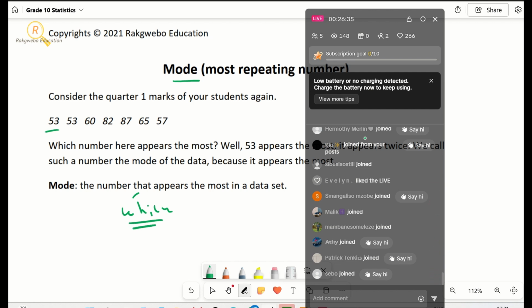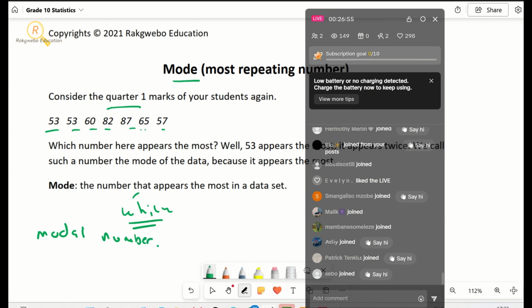Consider this data here: 53, 53, 60, 82, 87, 65, 57. That's actually the term 1 marks. Can you guys tell me what number is the mode, or the modal number? Sometimes they call it the modal number, whatever it is.